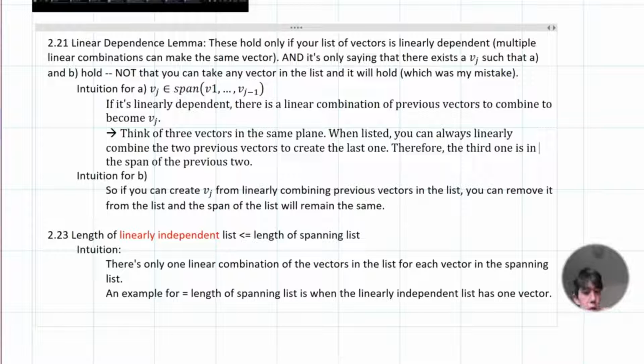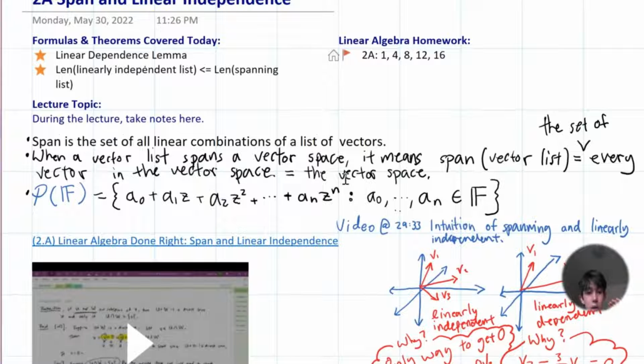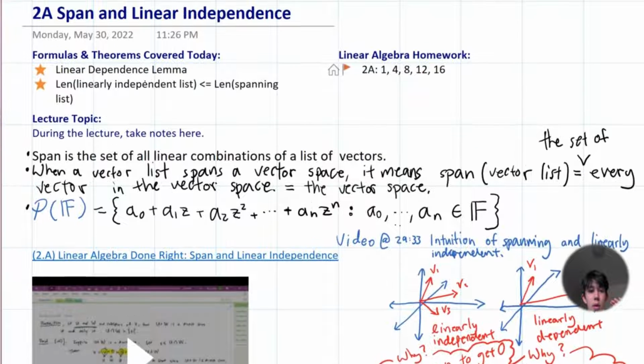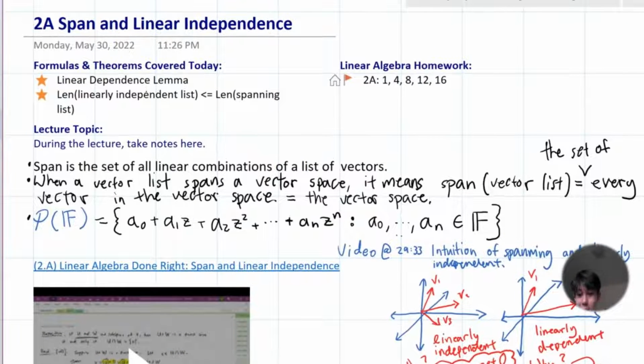Okay, so that would conclude my notes from Chapter 2a, Span and Linear Independence. If anything is wrong, please let me know. And I'm really hoping this helps.